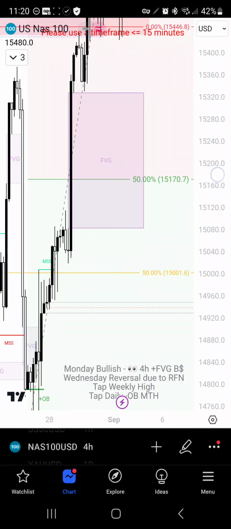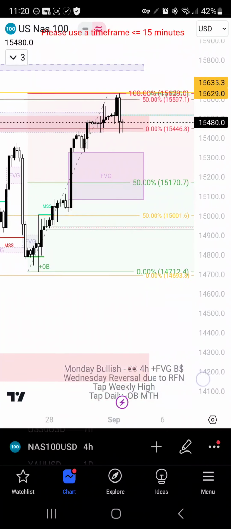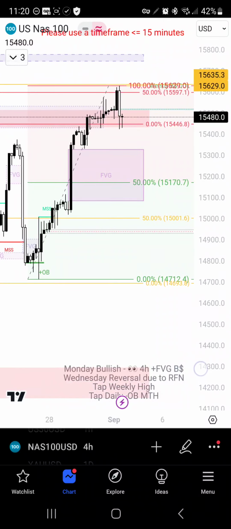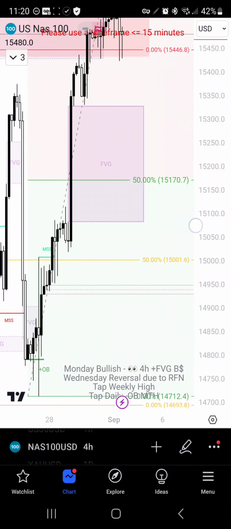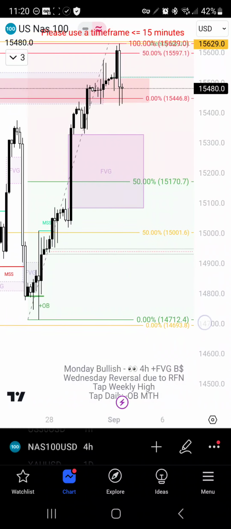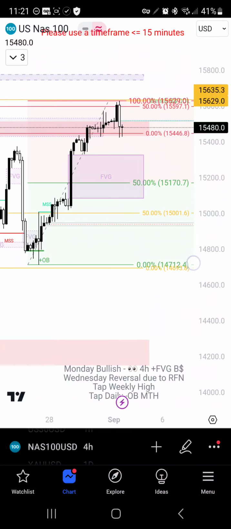Let's see what we have. I really don't see anything. I don't see anything on the 4 hour that is in discount other than this order block here. All right. And I'm sure the 50% is up here. So it could come down to this order block here and then push up.